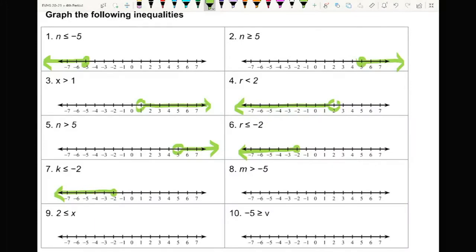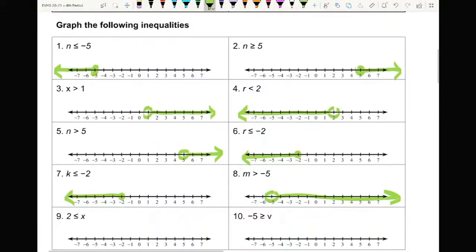Okay, 8. m is greater than -5. Open or closed? Open, and greater than goes right. Now, for 9 and 10, I got a problem because the variable is not on the left. The variable is on the right.